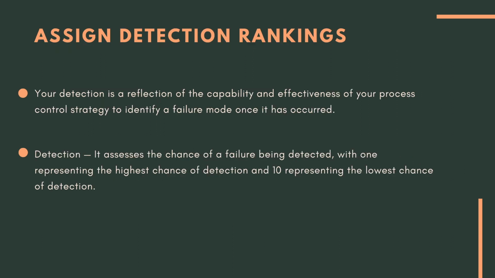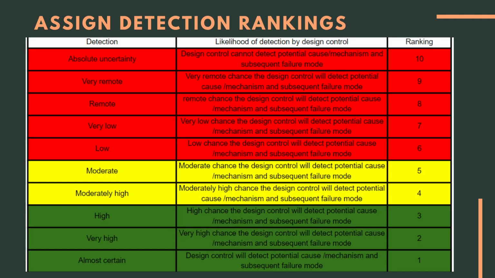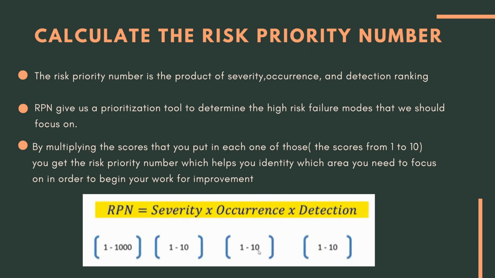Let's now assign detection ranking. Your detection is a reflection of the capability and effectiveness of your process control strategy to identify a failure mode once it has occurred. Detection assesses the chance of a failure being detected, with 1 representing the highest chance of detection and 10 representing the lowest chance of detection. The next step is to calculate the risk priority number.